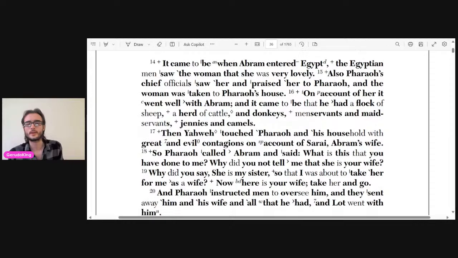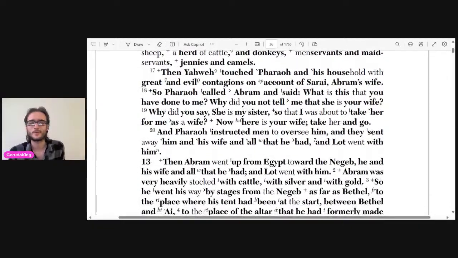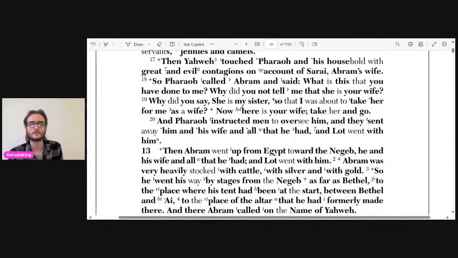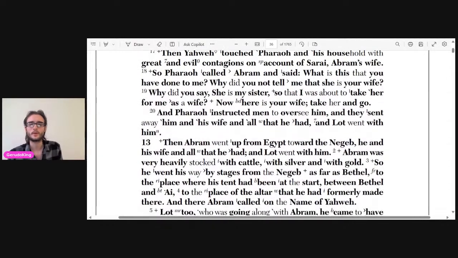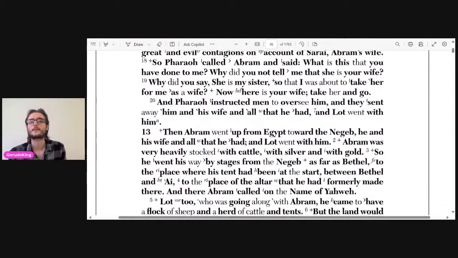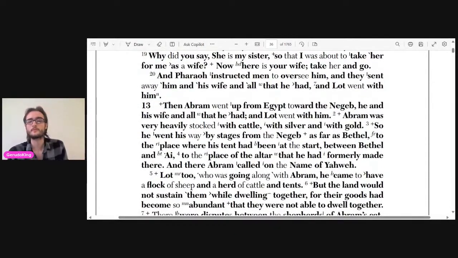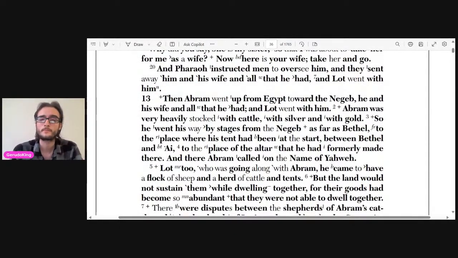So Pharaoh called to Abram and said, "What is this you've done to me? Why did you not tell me that she was your wife? Why did you say, 'She is my sister,' so I was about to take her to me as a wife? Now here's your wife. Take her and go." And Pharaoh instructed men to oversee him, and they sent away him and his wife and all that he had, and Lot went with him.